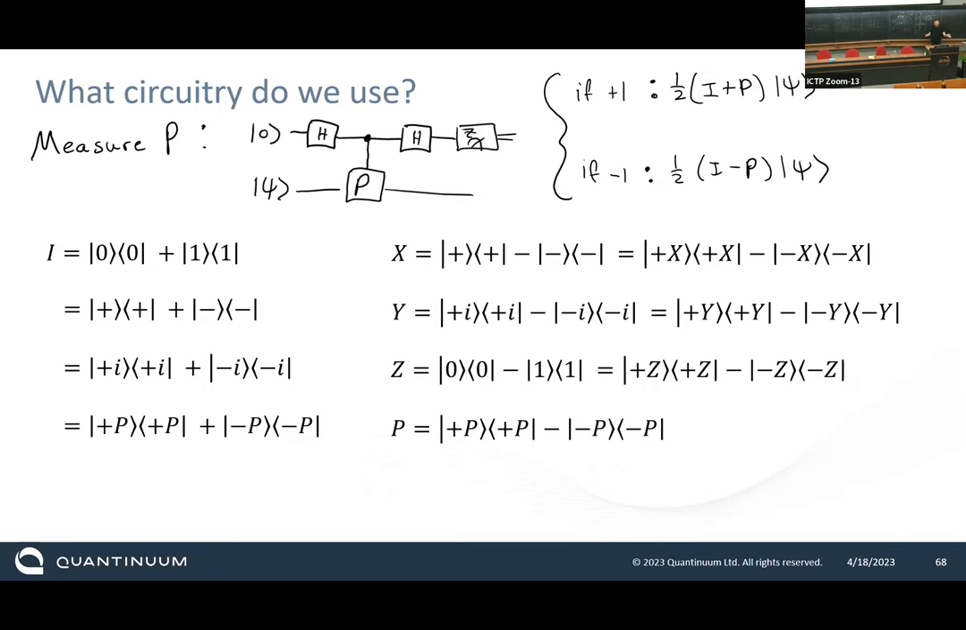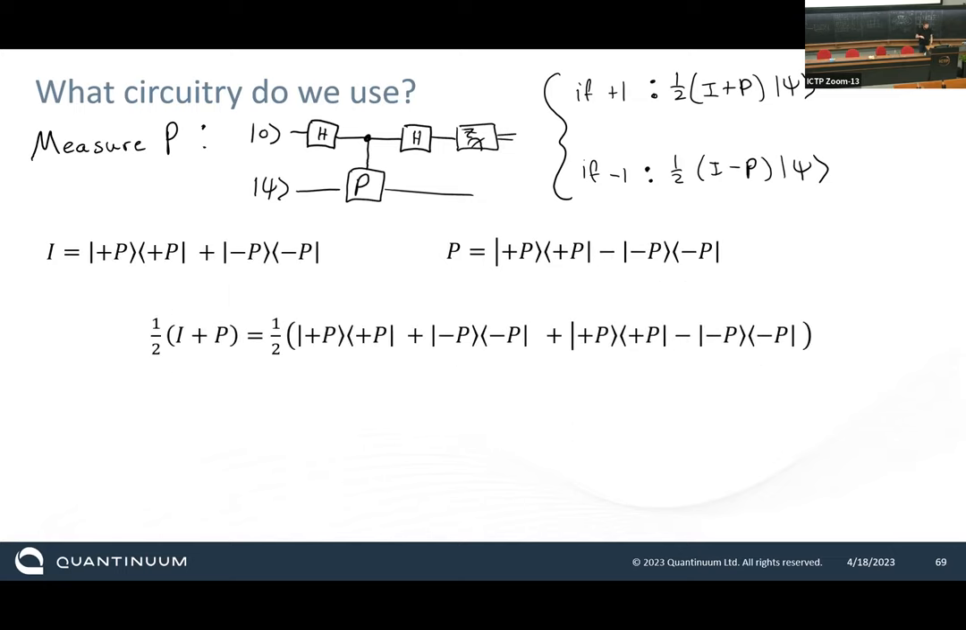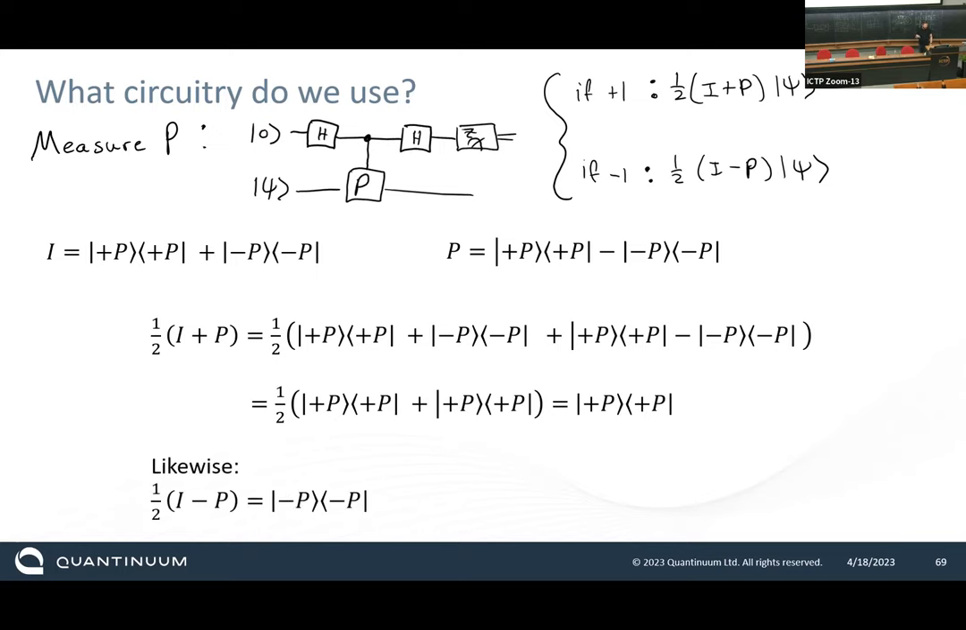So in general, we can write down that P is equal to the plus P projector minus the minus P projector. That'll do the same thing as applying minus to the part of the space that's in the minus subspace and applying plus to the other side. So hopefully that all makes sense. And then we can do a bunch of math and substitute those values in. And it turns out that one half (I plus P) is indeed the projector for the positive space of the Pauli operator, and one half (I minus P) is the minus side of things.